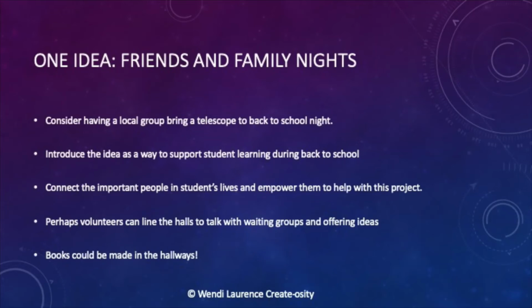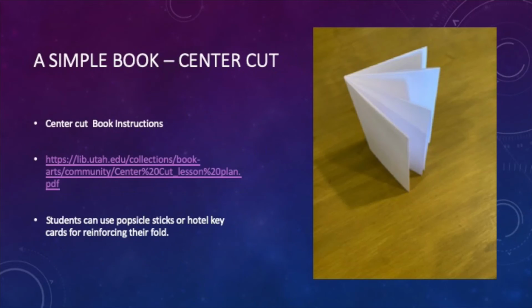A unique way to do this is to use back to school or friends and family night and have a telescope come to school. Empower the parents or friends of the students to be a part of the project. Make books in the hallway. Have them decide how they're going to tell stories and bring it back together as a group. It goes really, really well.